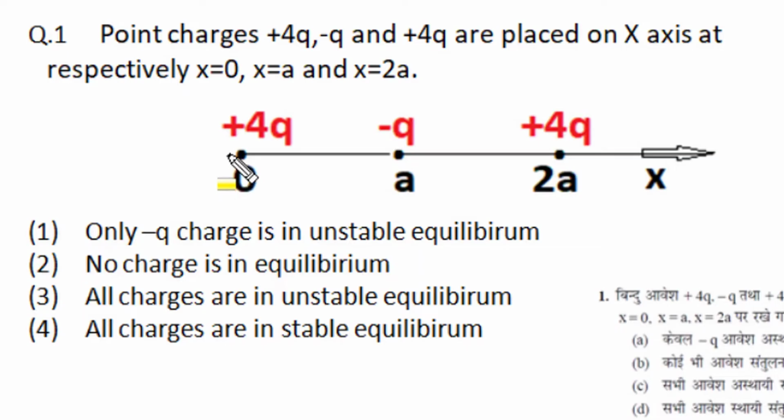Let's start. Three point charges +4q, -q and +4q are placed on the x-axis at the origin, at a meters and at 2a meters positions. We have to comment on the equilibrium state of this charge configuration.